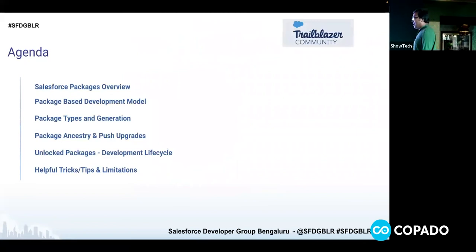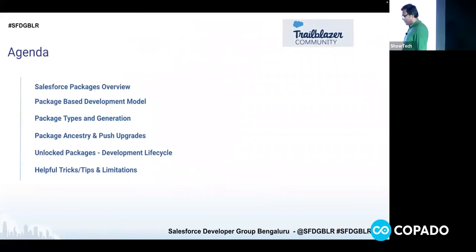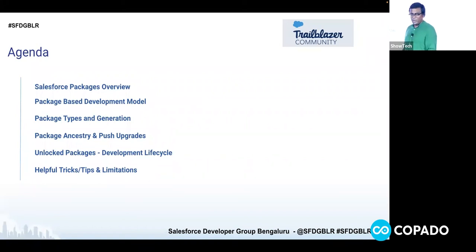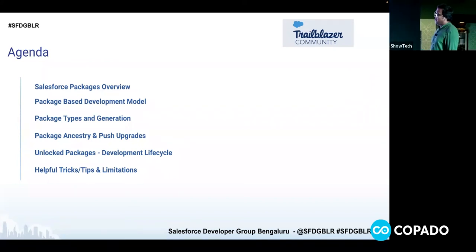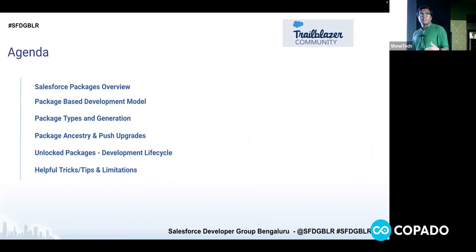Let's set up the agenda. What we will be covering in this session would be 5 to 6 pointers. I will summarize it. The first point will be understanding what CI/CD is, what packages are, the definition, and the types, the generation, and we'll go through the ancestry and push upgrades, the unlock packages, the entire development lifecycle, and at the end we'll cover the considerations, limitations, and some known issues that are there in packages. So let's start.